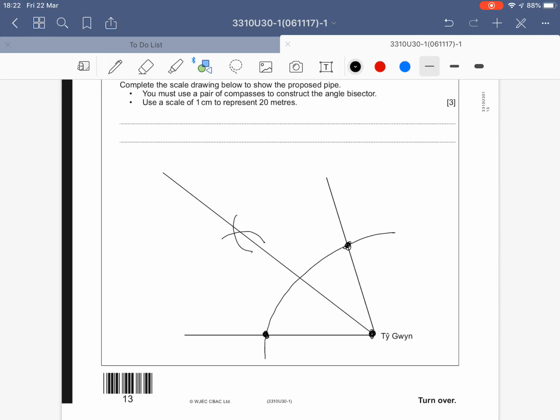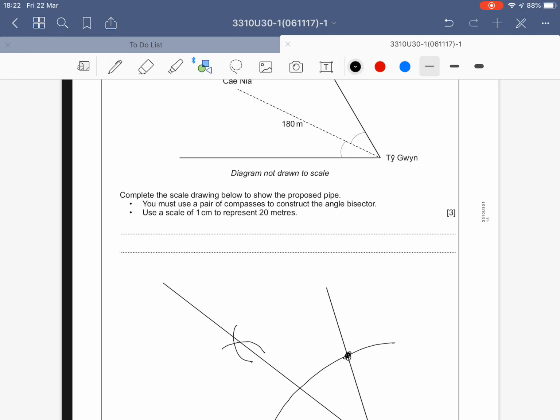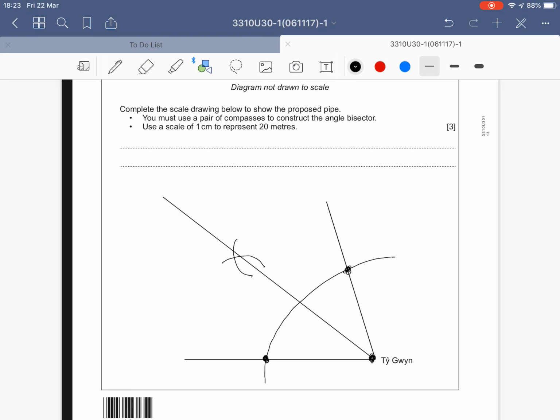Now it's told you it needs to be 180 meters, which they've told you is 1 centimeter. So that line needs to be 9 centimeters. Obviously, mine does not look like 9 centimeters, but it's going to need to be 9 centimeters long. So it should look something like that, but do it with a compass.